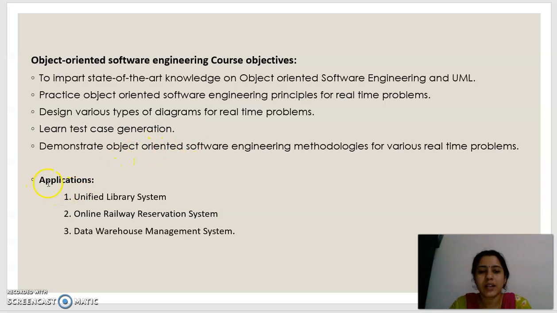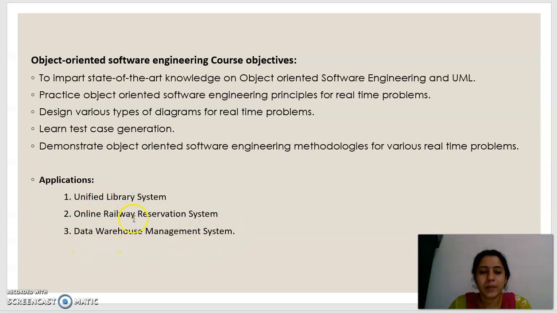Throughout this lab, we develop different stages for three applications. One is the library system, another is the railway reservation system, and the third is the data warehouse management system.